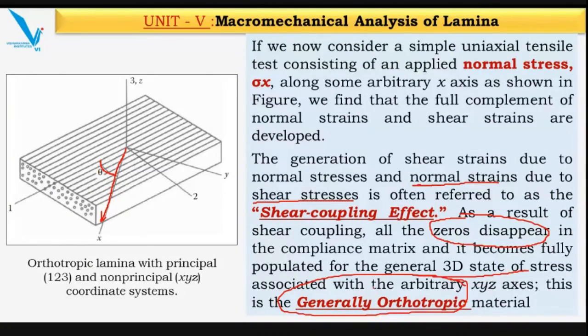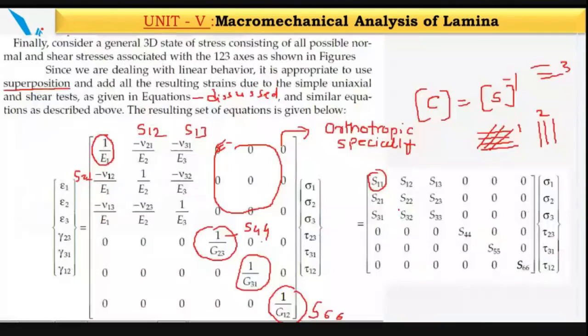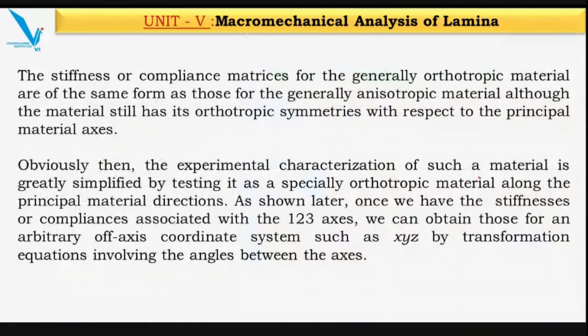And we discussed the earlier case as a specially orthotropic material. For specially orthotropic material, this will be zero, this will be zero. For generally orthotropic material, these components will not be zero. That is the meaning of this. So just remember this, but this can be further simplified later. We'll see. The stiffness or compliance matrices for the generally orthotropic material are of the same form as those of generally anisotropic. Means it is as good as an anisotropic material.